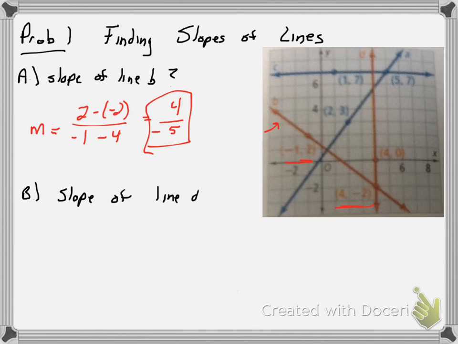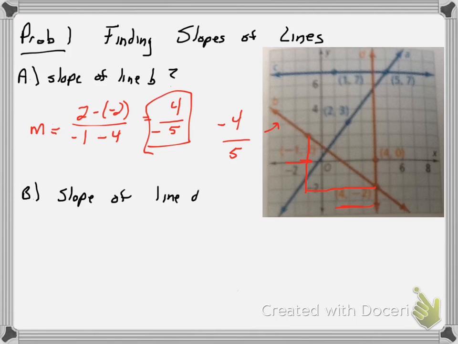The other way to do this is just to count. So I'm going to start at the -1, 2 again, down 1, 2, 3, 4. That gives me my -4 on top, and then 1, 2, 3, 4, 5. Right 5, which is positive.